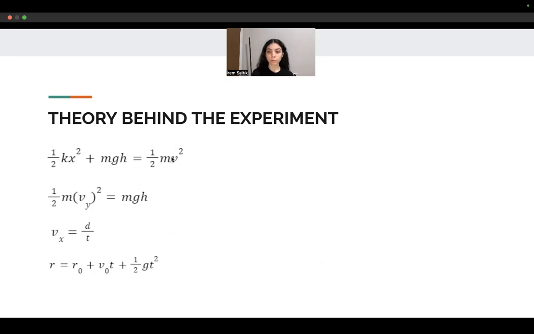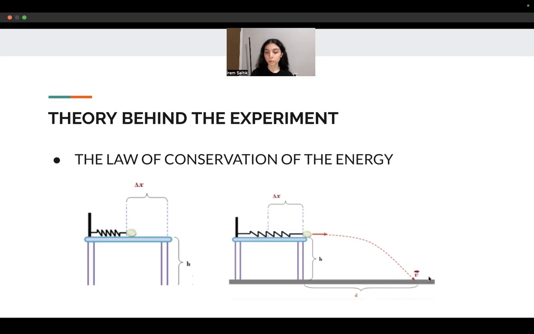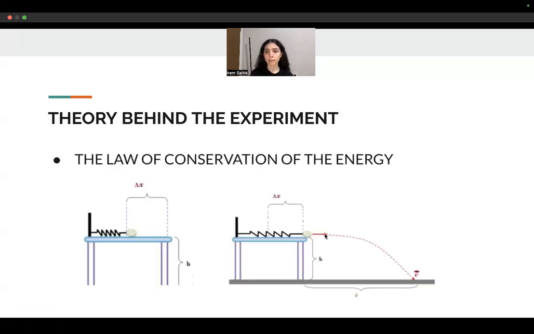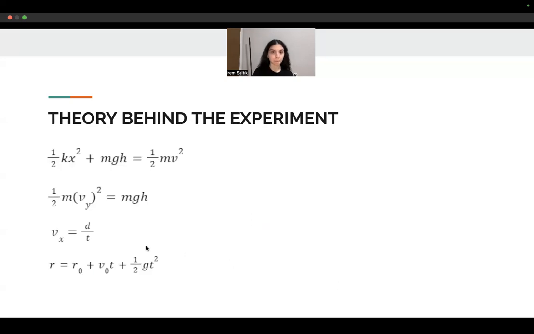To find the velocity of the object, I will use the horizontal component Vx and the vertical component Vy. The kinetic energy of the Vy will be equal to the potential energy, and I will find the Vx by dividing the distance d by time, because we know that the horizontal velocity does not change. Time here is calculated with the stopwatch. However, I will also calculate the time using this formula to have the theoretical value of the spring constant.